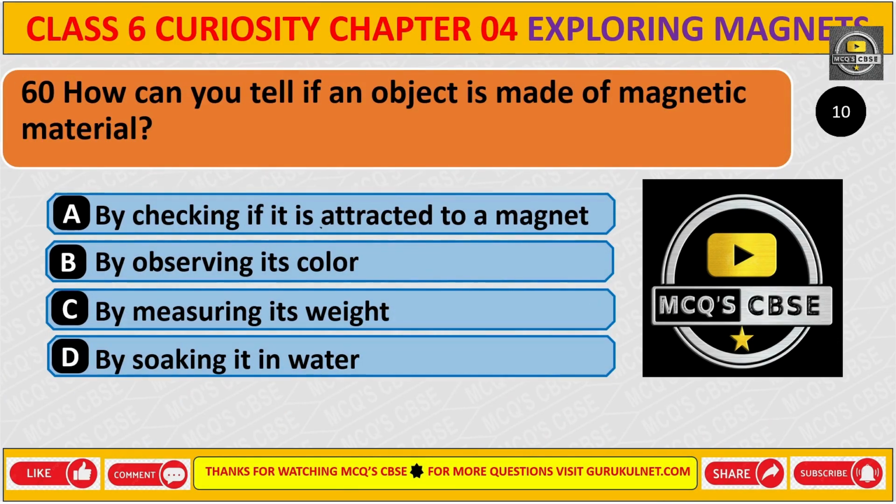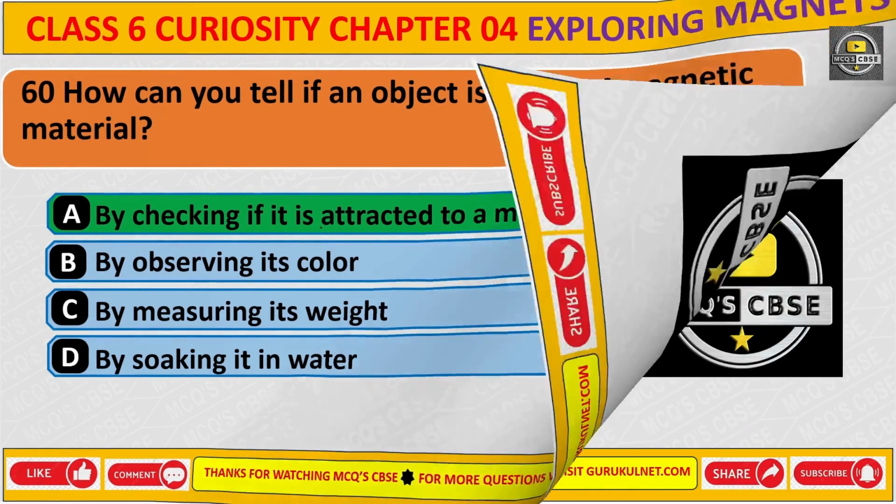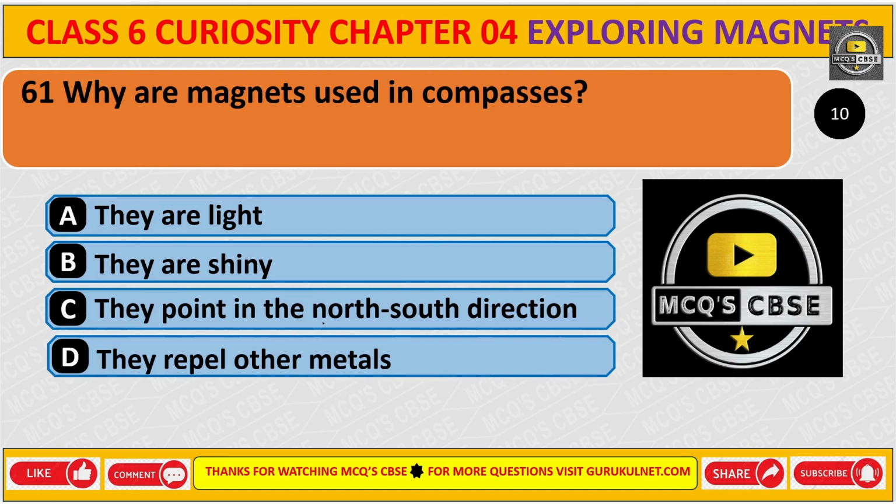How can you tell if an object is made of magnetic material? The correct answer is A, by checking if it is attracted to a magnet. Why are magnets used in compasses? The correct answer is C, they point in the north-south direction.